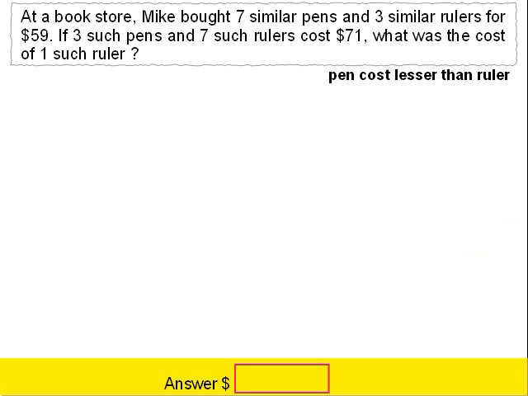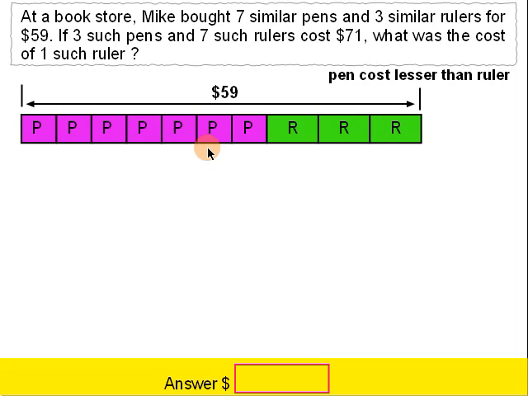Okay, so when we draw the model as such, we make sure that we draw the model of the pen to be shorter than that of the ruler. And we know that 7 pens and 3 rulers make up $59 as total cost. Okay, this is the first model.